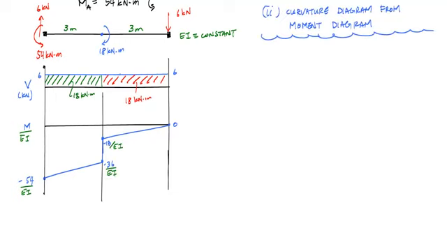So now that we have the curvature diagram from the moment diagram, the next thing I like to do is try to draw at least a qualitative displaced shape of the structure. And I know from the moment diagram that this is going to be concave down, and concave down on both.